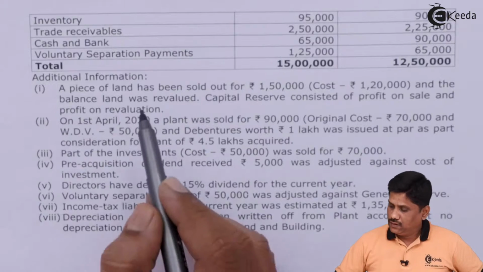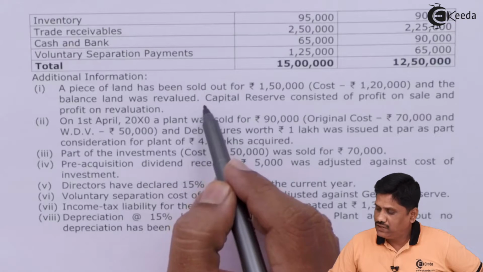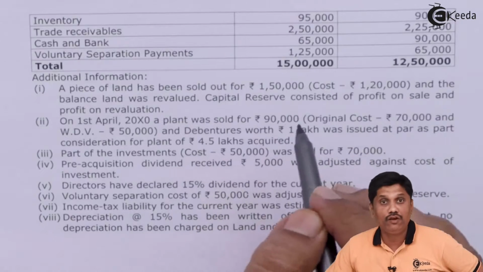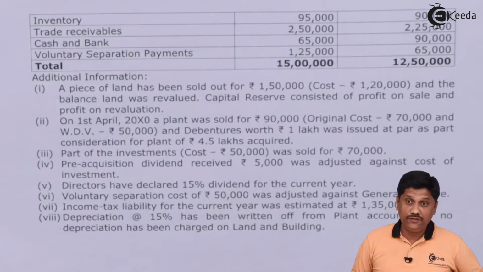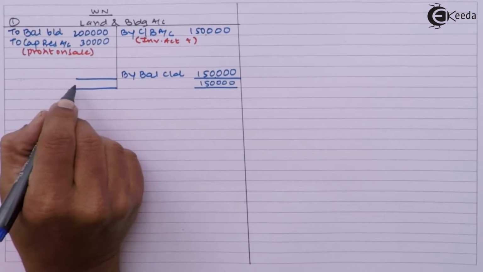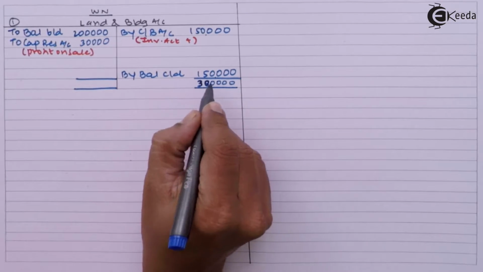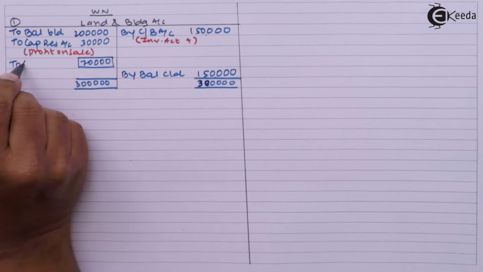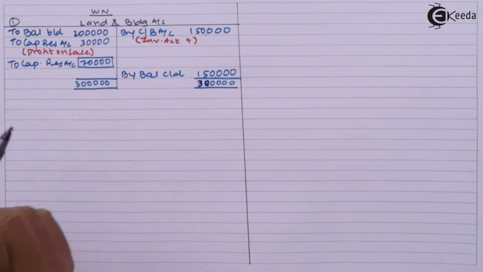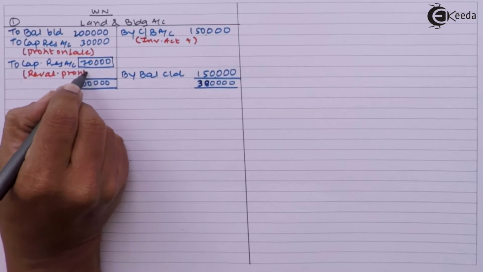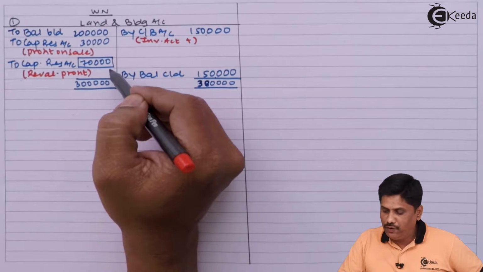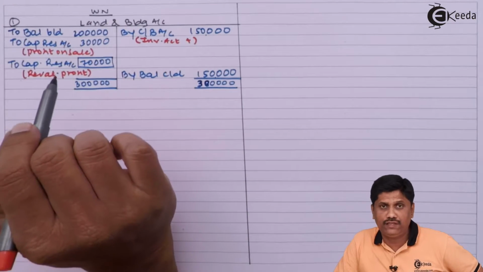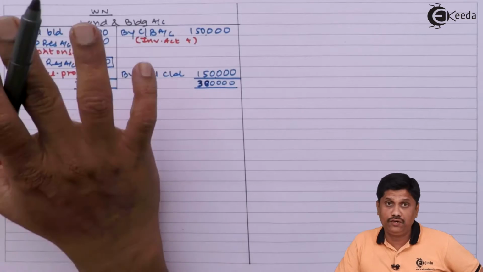Now students, they have mentioned further that the balance land was revalued. And capital reserve consists of the profit on sale and profit on revaluation both. So let me find out firstly how much difference is here. Students, you can notice revaluation profit I have got 70,000. In all, capital reserve account is created with rupees 1 lakh. We will just check with the balance sheet whether it is the same. If it is not the same, I have to think on the capital reserve.